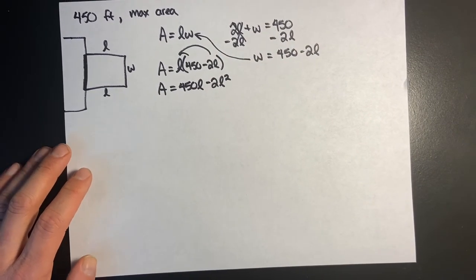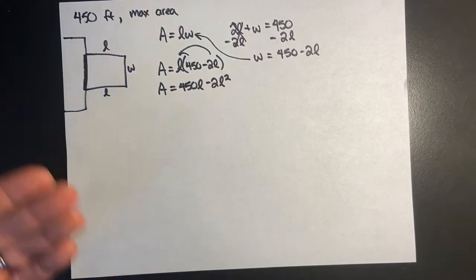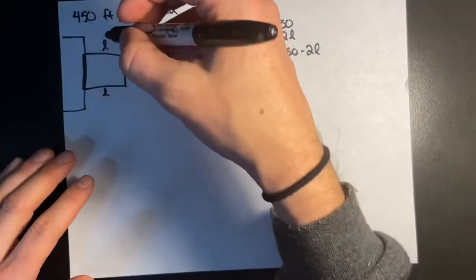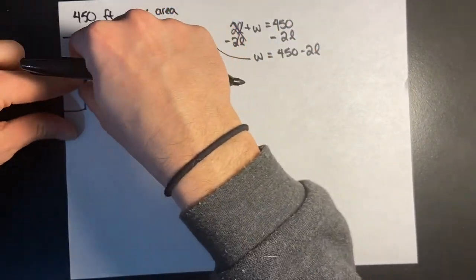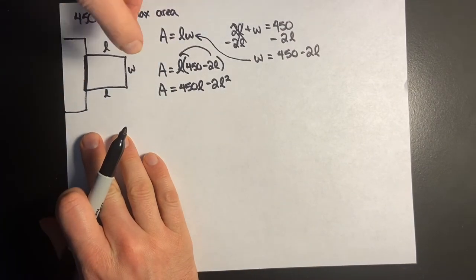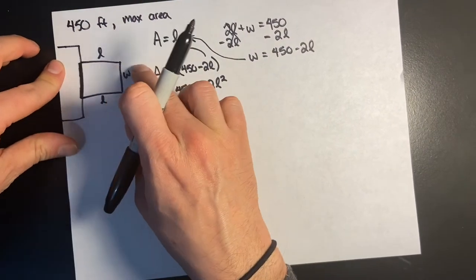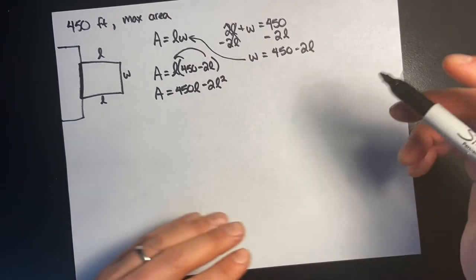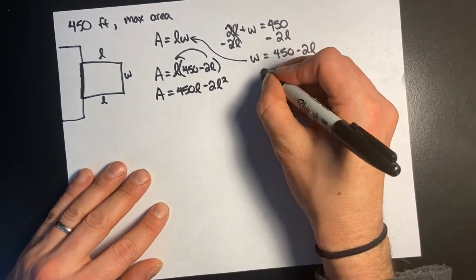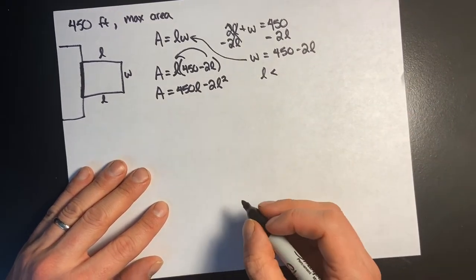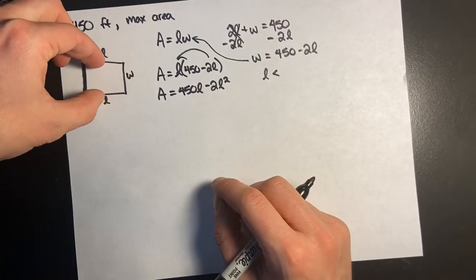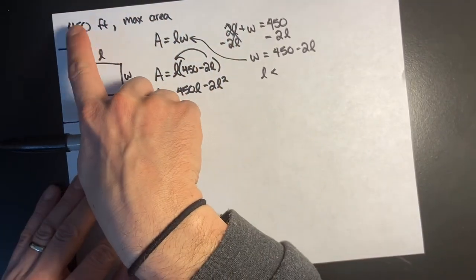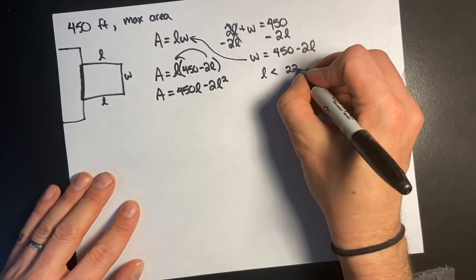Okay? Now what I have to do is come up with the parameters, the intervals, the realistic things that I can plug in. If I were to take this fence and stretch it out as much as I can, so essentially I have no width but all the length in the world, the largest length that I can come up with is going to be half of that. If I stretch it out so that I have a fence touching another fence, I could have lengths that are half of 450. So 225. So 225 is my maximum length.